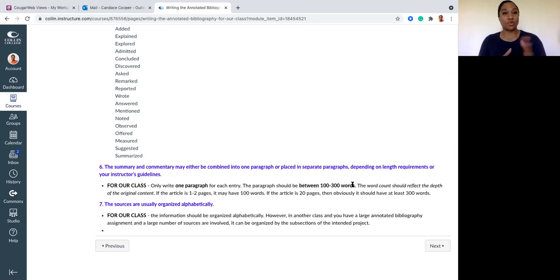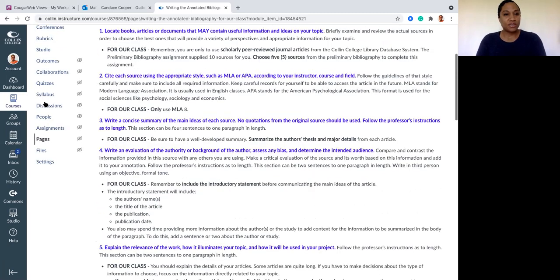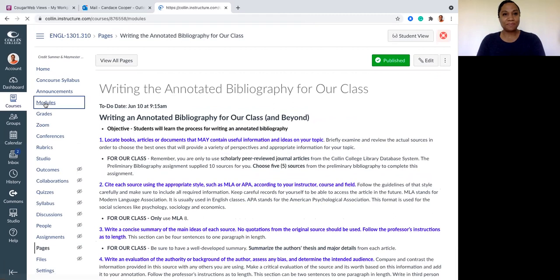You will get points off, or either your summary won't be valid and it won't be able to be graded, if you go under 100 words. All right. So just make sure you keep that in mind. All right, if there are questions, now's a good time to ask them.